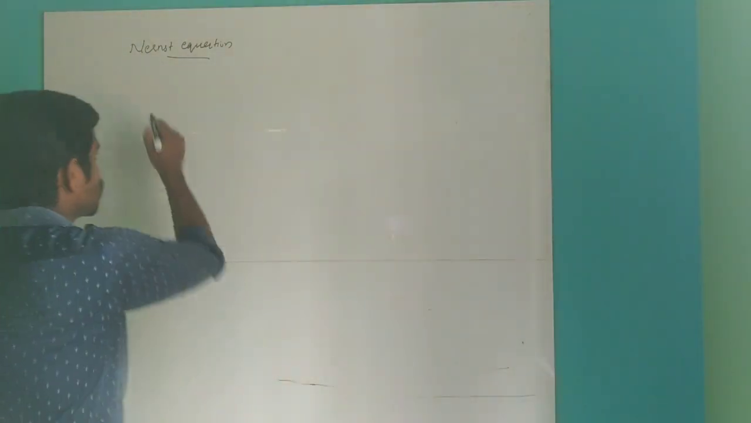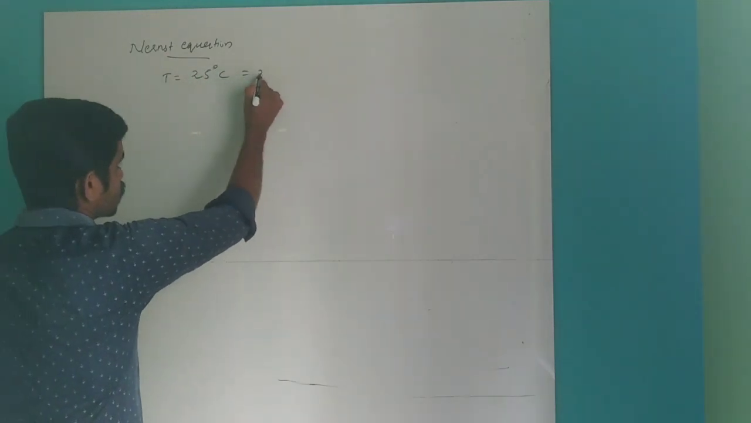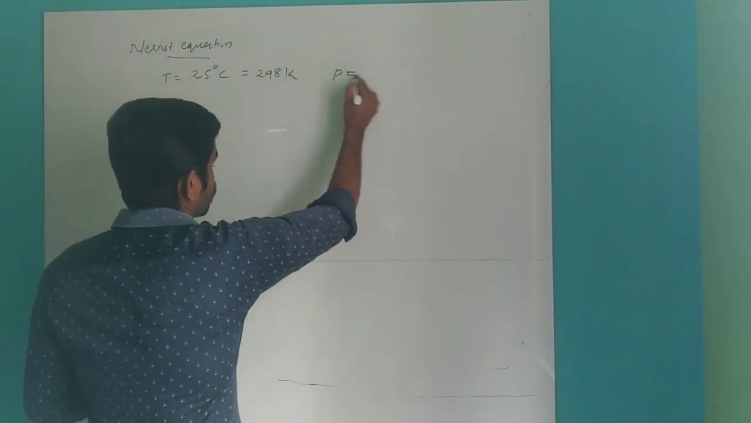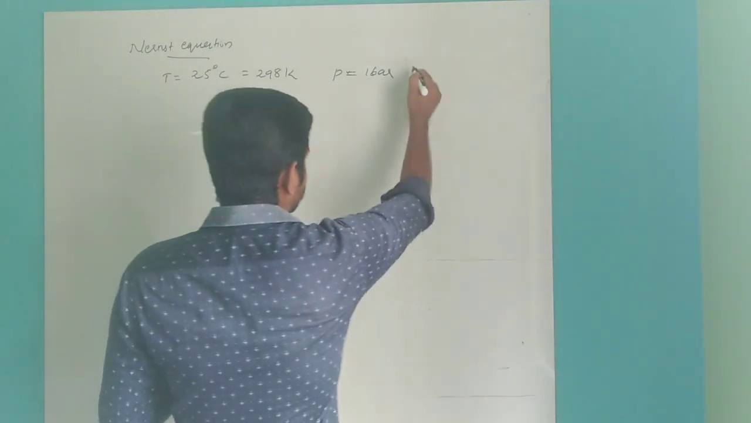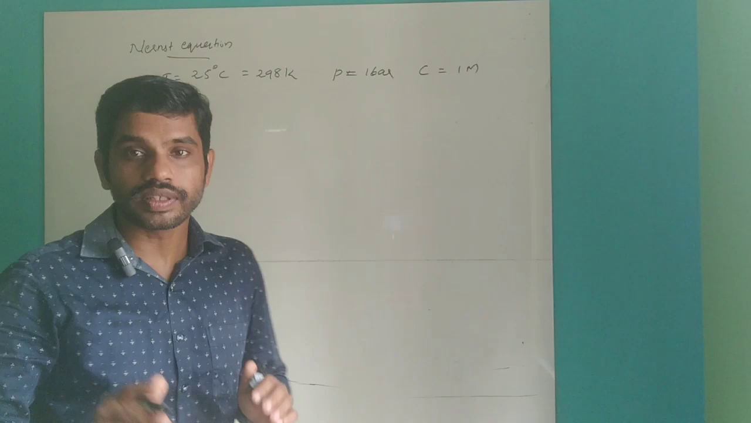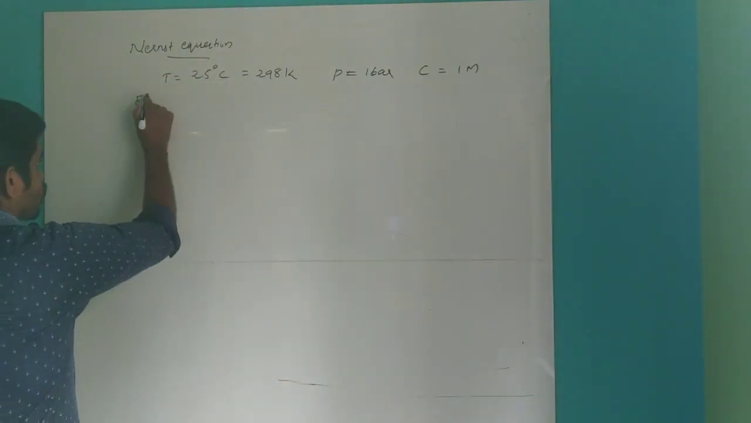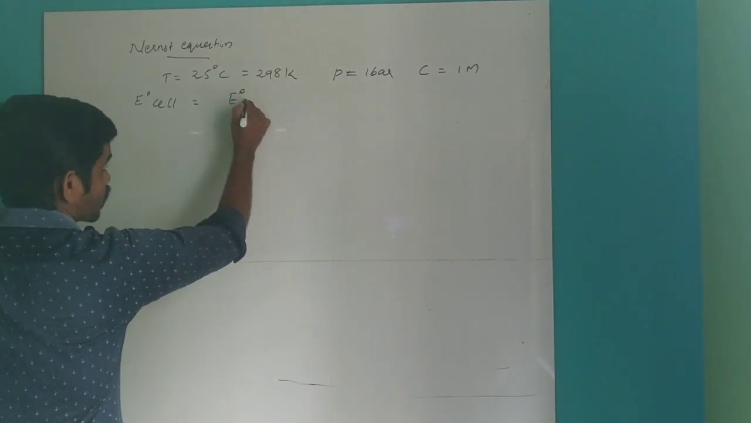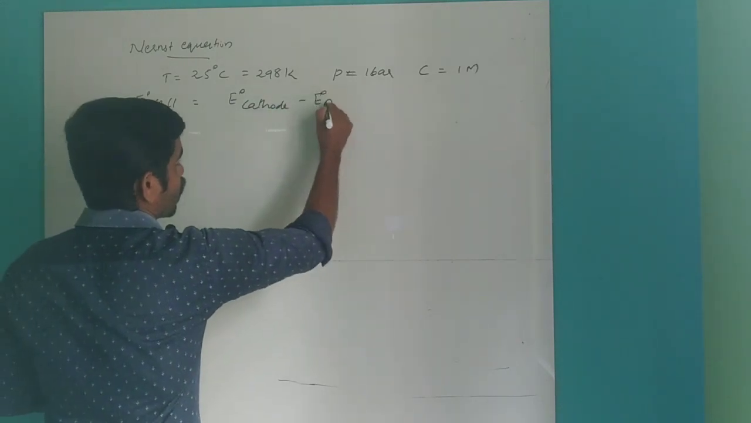We studied how to find out the EMF of the cell at standard conditions, that is, temperature equal to 25 degrees Celsius, which is 298 Kelvin, pressure equal to 1 bar, and concentration equal to 1 molar. At this condition we can find out the EMF of the cell, that is called E0 cell. E0 cell is equal to E0 of cathode minus E0 of anode.